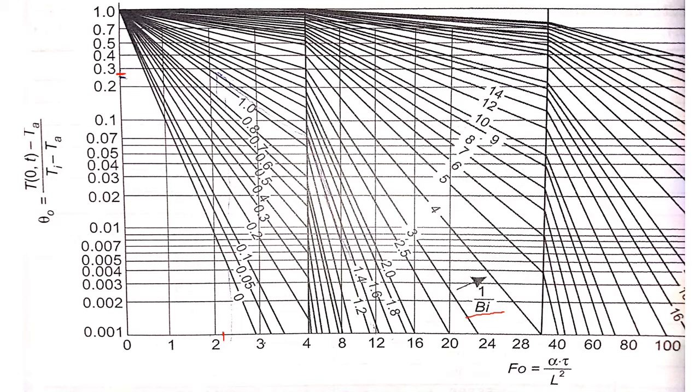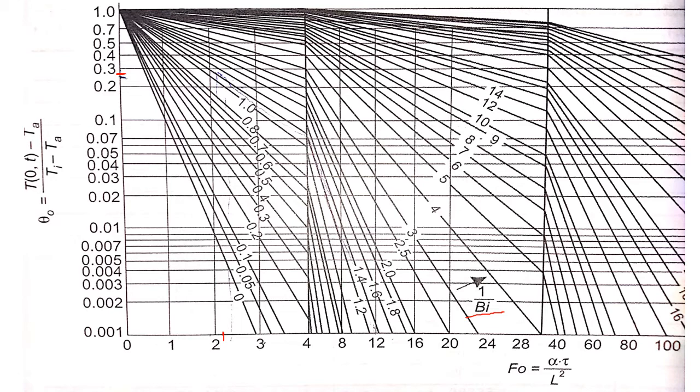So this way I will come here, straight away along this graph, and I will move horizontally like this. Where this line intersects, from that point I come straight down, vertically, to the x-axis. So my Fourier number will be 2.2.